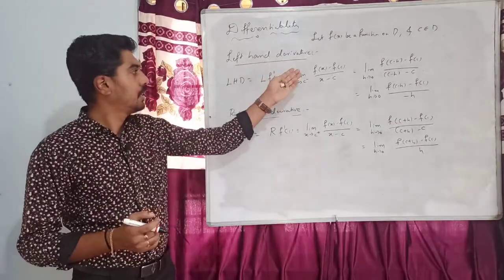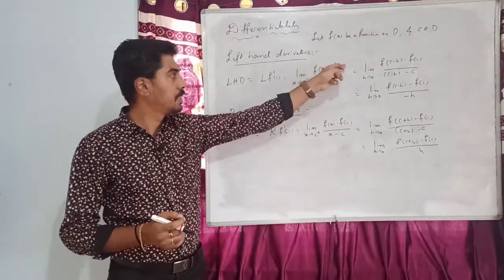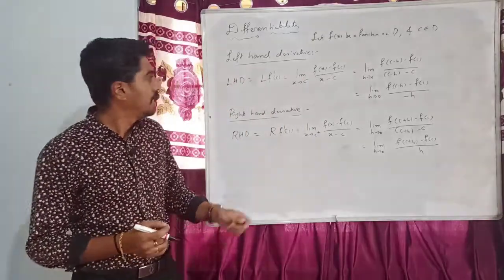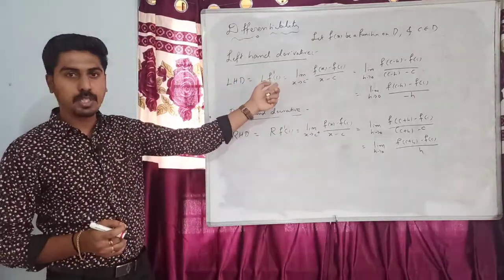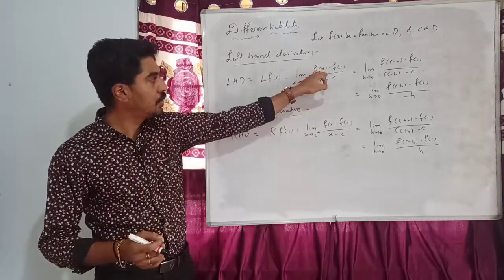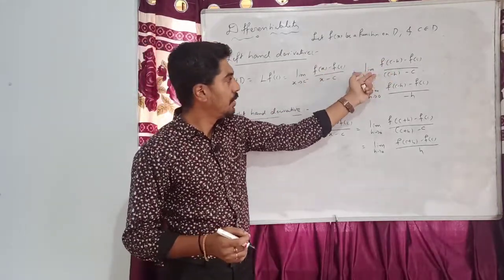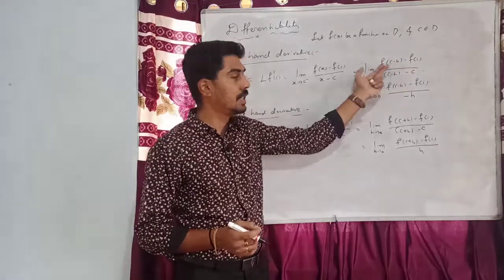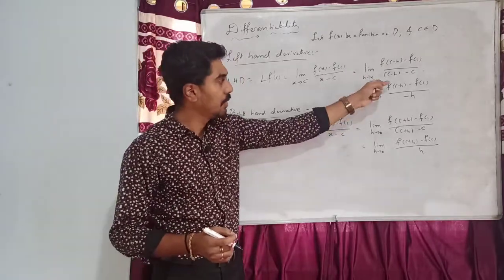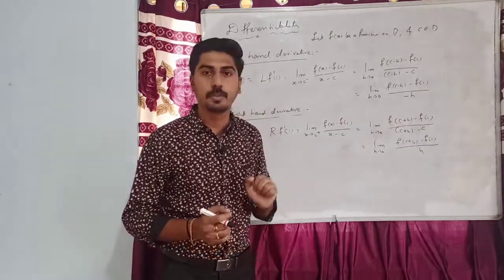So the left hand derivative of f of x at x equal to c is the limit of f of x minus f of c divided by x minus c as x tends to c from the left hand side, and it is denoted by L of f dash of c or LHD. To find out this limit, we substitute x equal to c minus h and take limit as h tends to 0. So I get here limit of f of c minus h minus f of c divided by c minus h minus c as h tends to 0, or limit of f of c minus h minus f of c divided by minus h as h tends to 0.